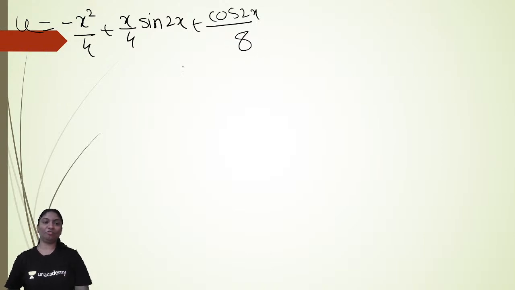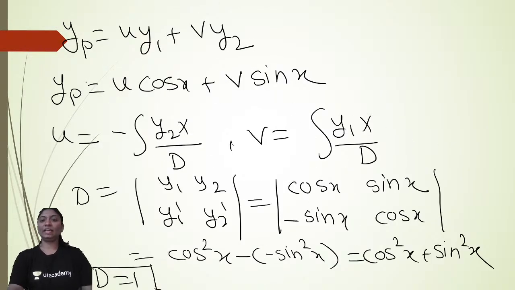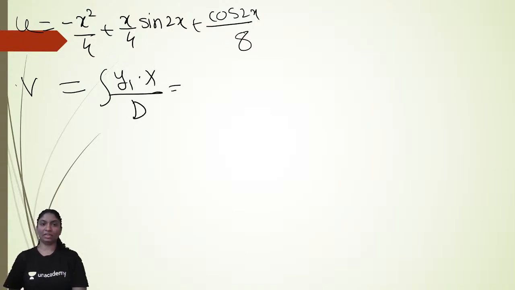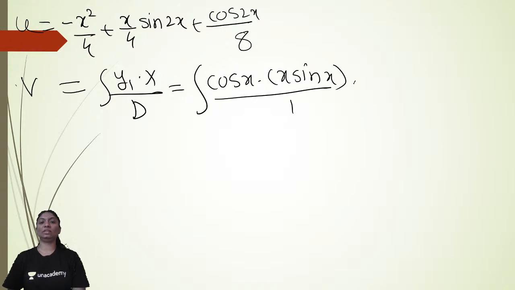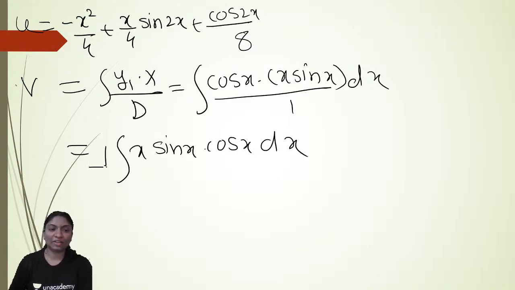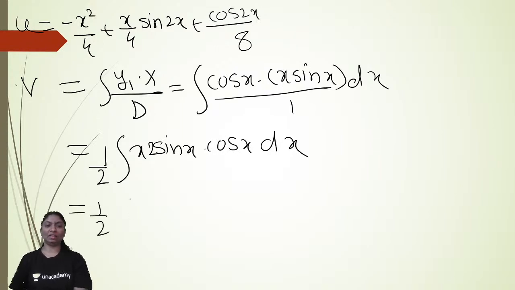Now we will calculate v. So what is our v? V is equal to the integral of y1 into x upon d. So here the integral of your y1, which is cos x, into x, is x sin x upon d, that means 1 into dx. So what we will do here is the integral of x into sin x into cos x dx. To simplify this, I will multiply it by 2 and divide by 2. So 2 sin x cos x means sin 2x. Now your integral becomes simple.